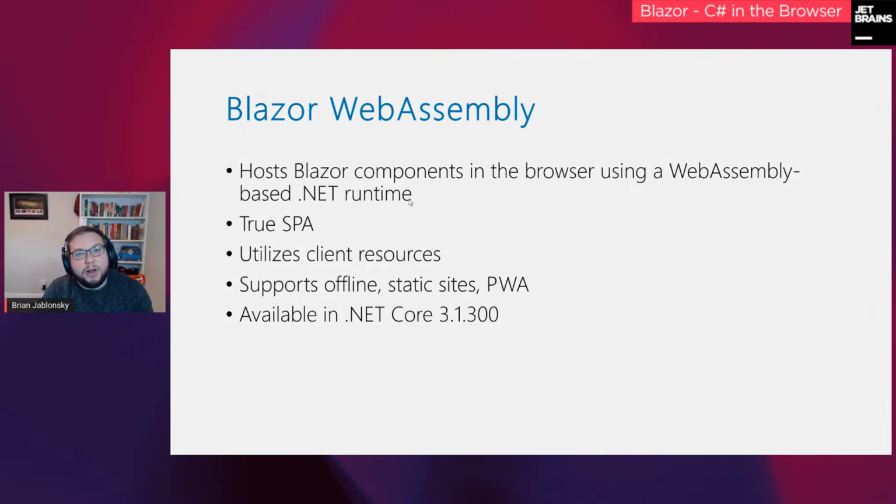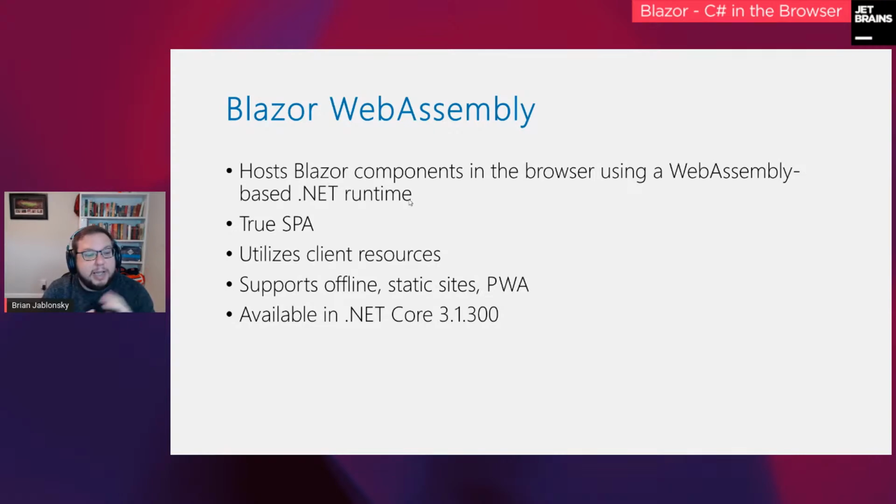Not just 3.1, but you have to have at least 3.1.300. That's because Blazor WebAssembly was actually pushed back a little bit before the launch of .NET Core 3.0. It was actually launched in May of this year, with Blazor WebAssembly being generally available.